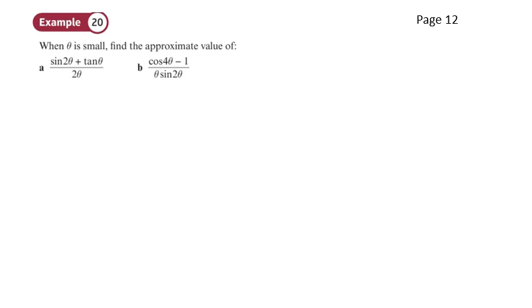So here are some examples from your booklet, which are on page 12. When theta is small, find an approximate value of. So let's start with question A. Well, earlier on we said that sine theta was approximately equal to theta. So using the same logic, sine of 2 theta is approximately equal to 2 theta.